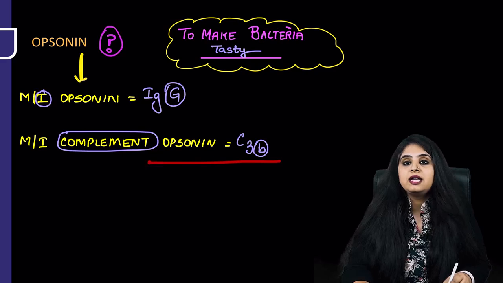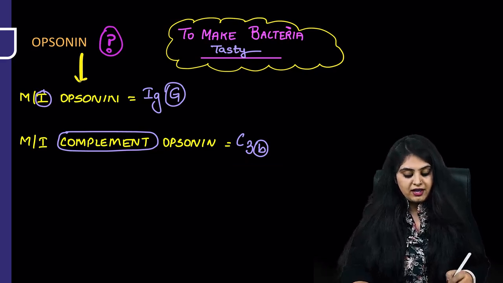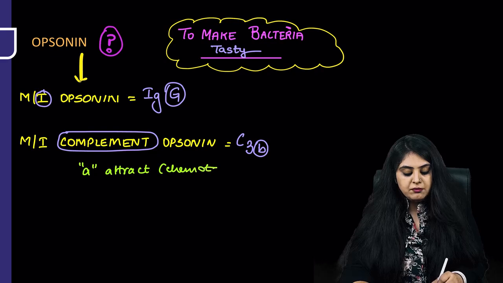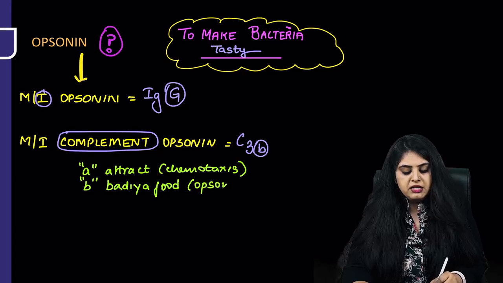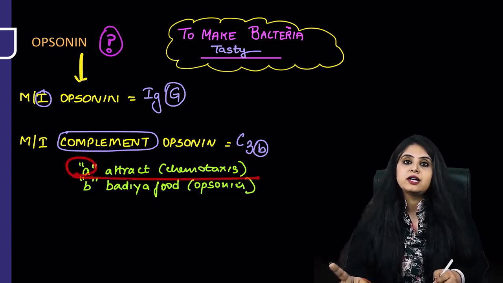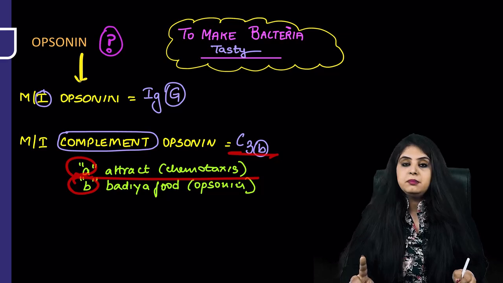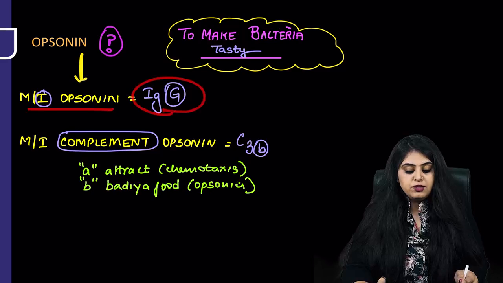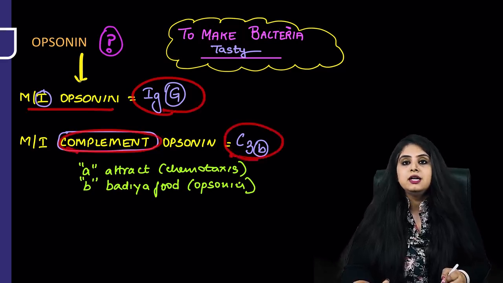Please over here don't write A. These are the B ones. Why? How I have learnt it is, A ones were the ones that you were using for attraction, that is, you were using it in chemotaxis. And B ones are the complement proteins where you want to have badhiya khana. When you want to have badhiya food, that badhiya food is going to be opsonization. So B ones you will use in opsonins. Okay, so if someone says C5a, that is chemotactic agent. If someone says C3b, that is badhiya food, that is opsonin. So the most important opsonin is IgG, and the most important complement opsonin is C3b.